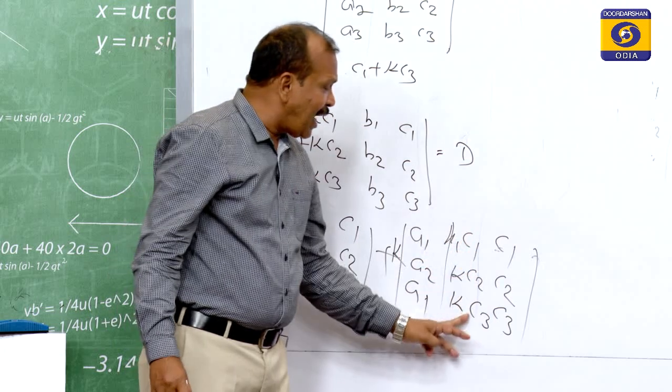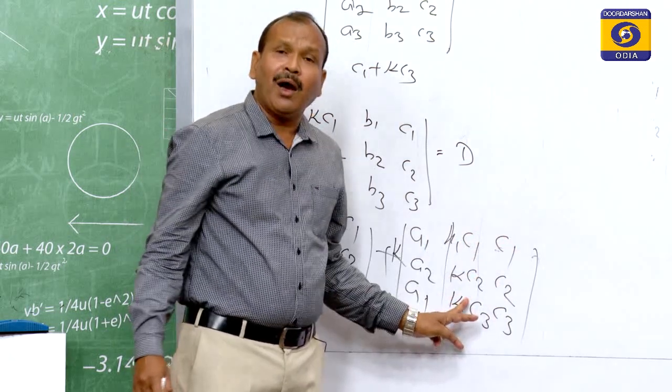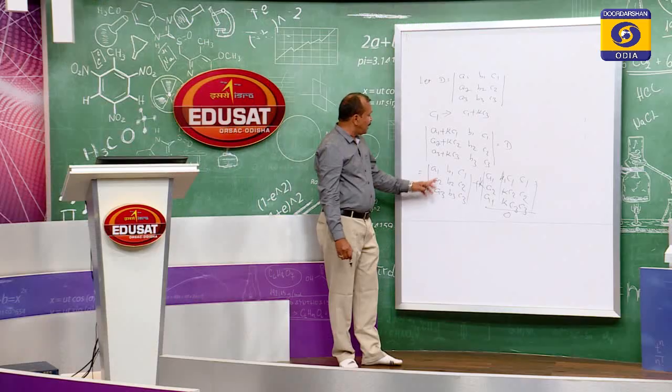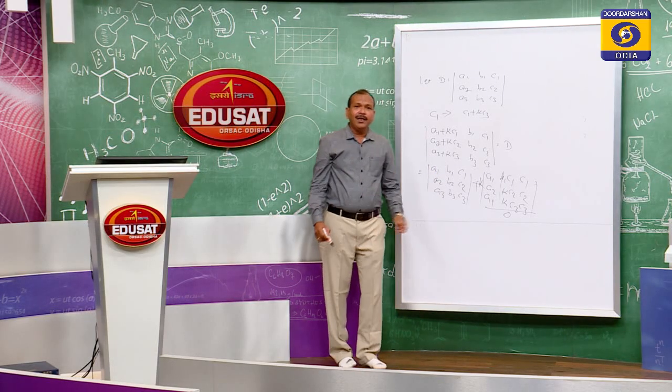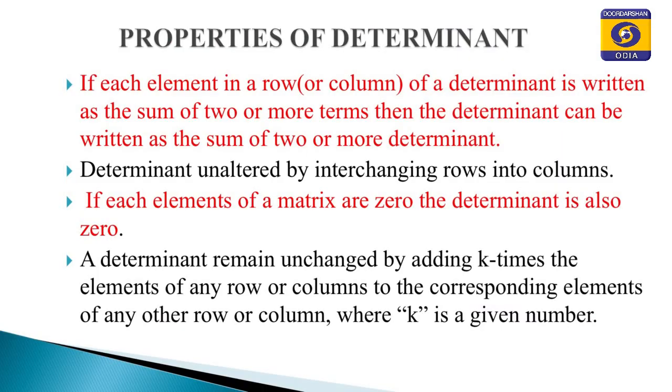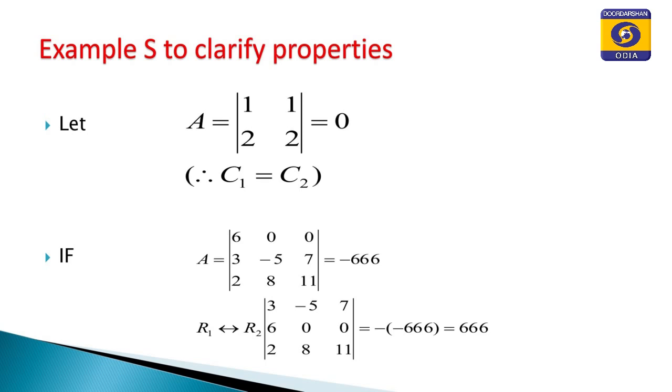Then the third column and second column are equal, so this determinant value becomes 0. This becomes D. A determinant remains unchanged by adding K times the elements of any row or column to the corresponding elements of any other row or column, where K is a constant. To clarify this, here is an example.